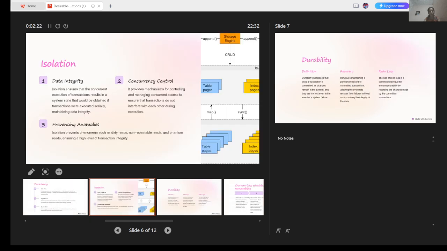Isolation. Isolation ensures that the concurrent execution of transactions results in a system state that would be obtained if transactions were executed serially, maintaining data integrity. Concurrency control provides a mechanism for controlling and managing concurrent access to ensure that transactions do not interfere with each other during execution. Preventing anomalies: isolation prevents phenomena such as dirty reads, non-repeatable reads, and phantom reads, ensuring a high level of transaction integrity.